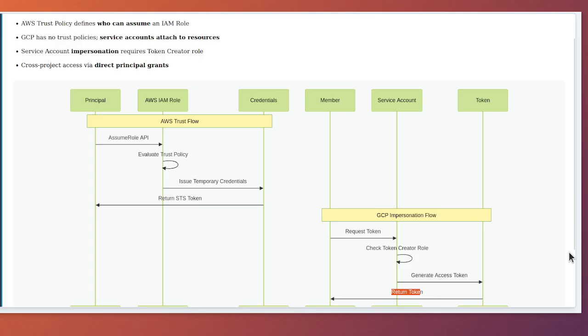The diagram shows the AWS trust flow where a principal assumes a role to get temporary credentials, versus the GCP model where principals are directly granted roles or impersonate service accounts. In GCP, the identity remains constant. You either have direct permissions or you impersonate another identity that has permissions.